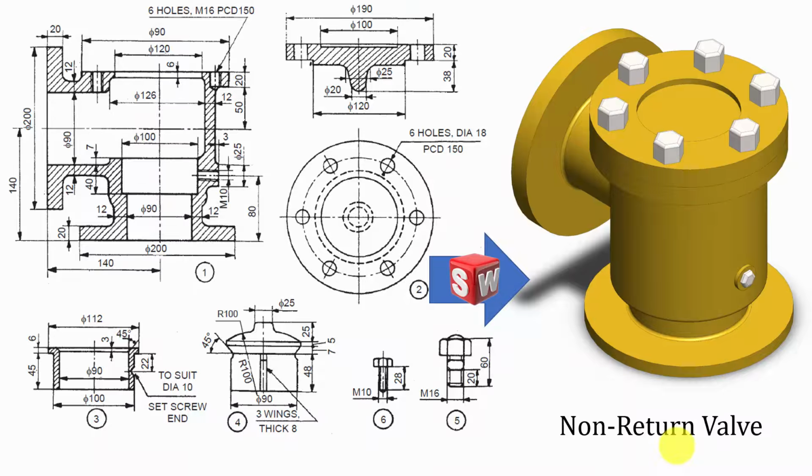In this video I am going to show you how to draw the parts and assembly of the non-return valve. So in the non-return valve there are 6 parts. Part number 1 is the body, 2 is a cover plate, 3 is a valve seat and 4 is the valve, then 5 is a stud and 6 is a set screw.